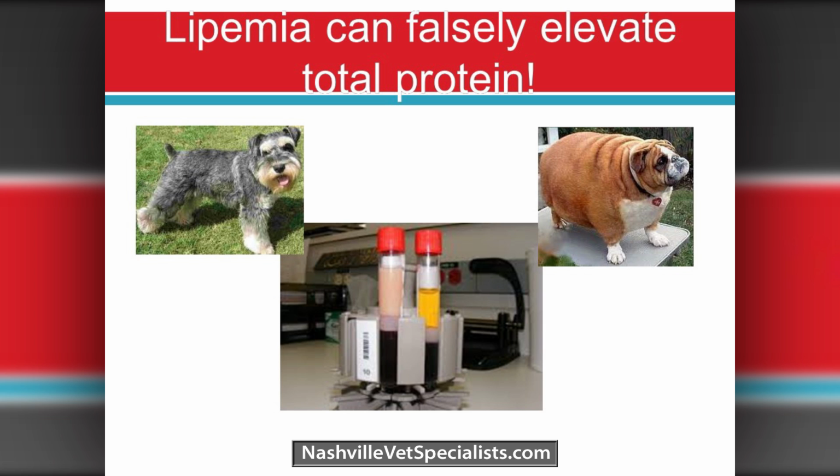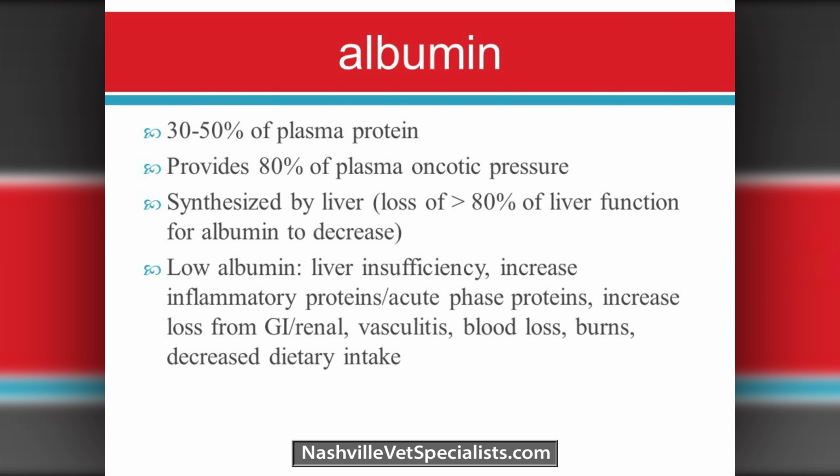Albumin is 30 to 50% of plasma proteins, and it provides 80% of the plasma oncotic pressure. It's made by the liver, but remember, you have to lose greater than 80% of the liver function to start to see that decrease. So it's not a great sensitive liver function test, because you have to be pretty bad off before your albumin starts going down. Again, bile acids is the way to go if you suspect chronic active hepatitis or chronic hepatitis when albumin is still normal.